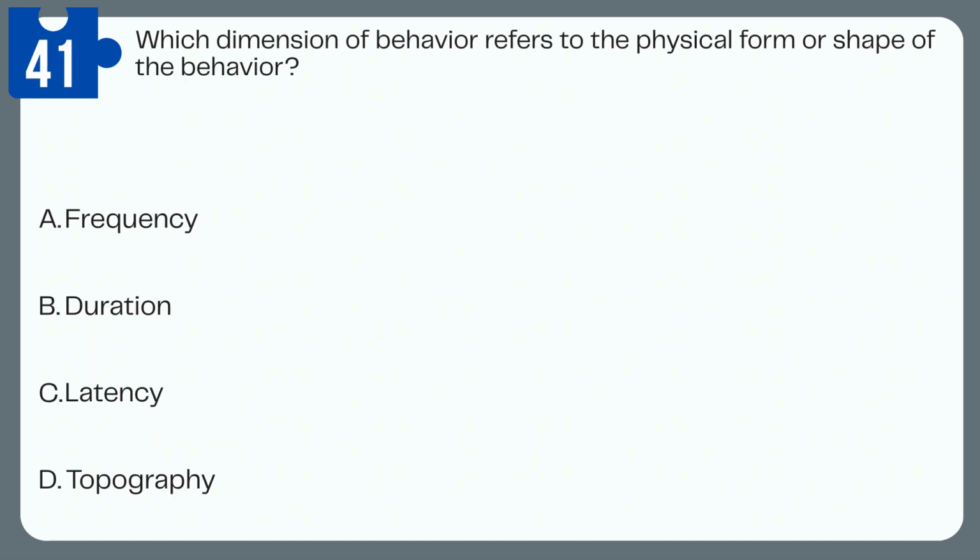Question 41. Which dimension of behavior refers to the physical form or shape of the behavior? A. Frequency. B. Duration. C. Latency. D. Topography.